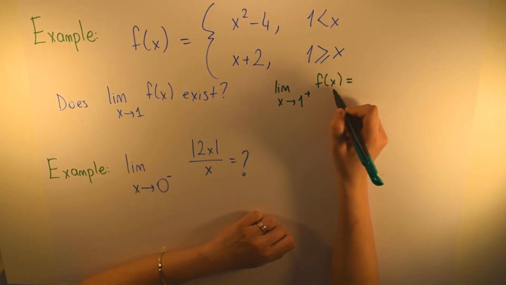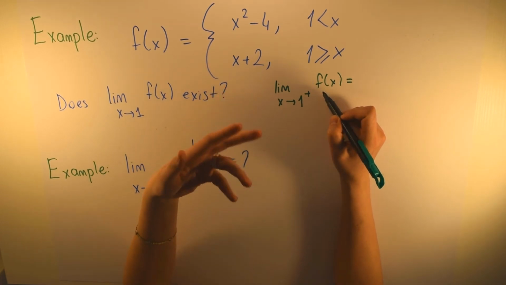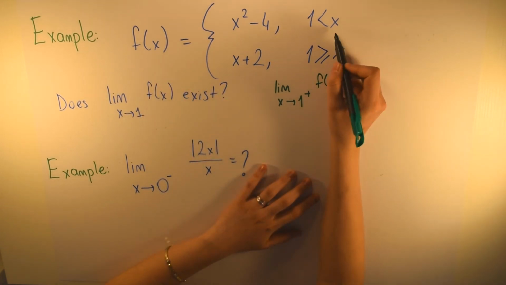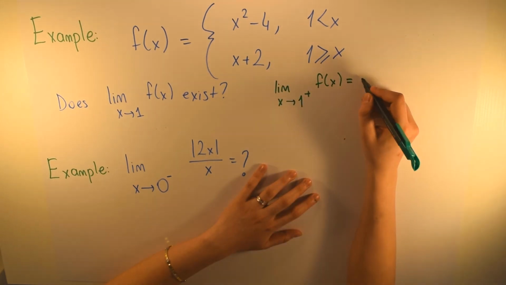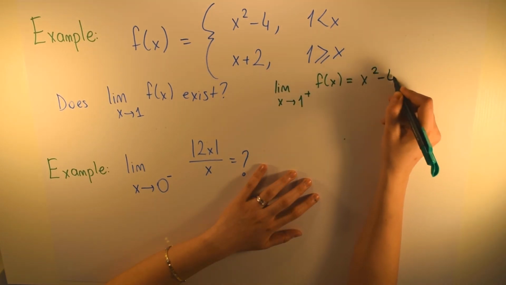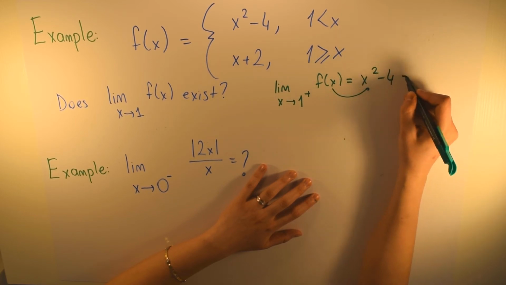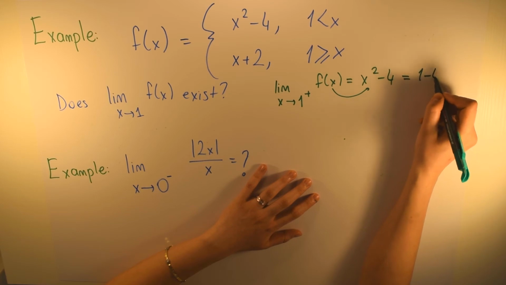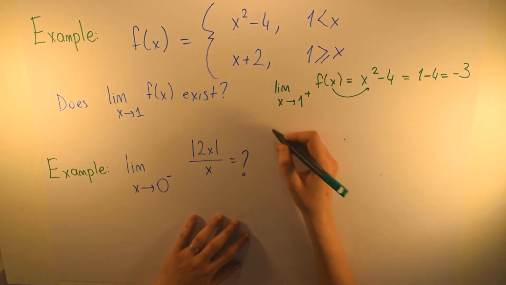Okay, so which function will I use for this one? We will look for the values greater than 1, right? Which is here, this one, x squared minus 4. So this is x squared minus 4, our function. So when I put 1 instead of x, this is equal to 1 minus 4, and this is equal to minus 3. So let's look at the left side.